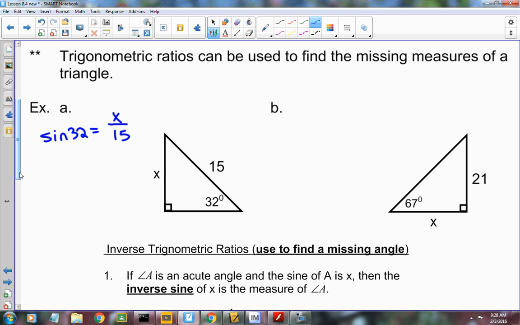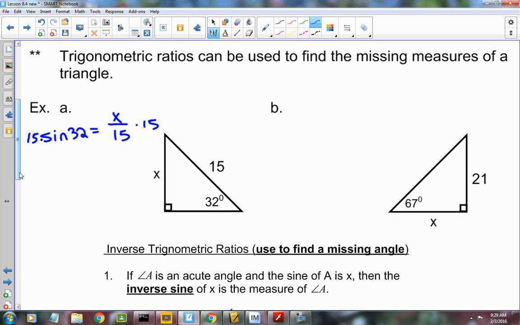Now, the sine of 32 is a number. Those 2 things stick together like glue. You do not separate them, okay? We're going to solve this just like it was, let's say, 45 equals x over 15. If we had that equation, what would we do to solve it? Multiply by 15, right? Okay? So we're going to do the same thing up here to get x by itself. We're going to multiply both sides by 15.